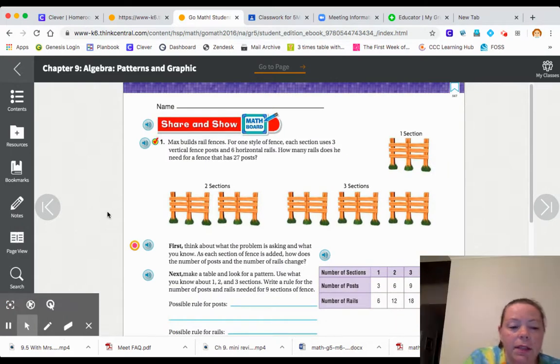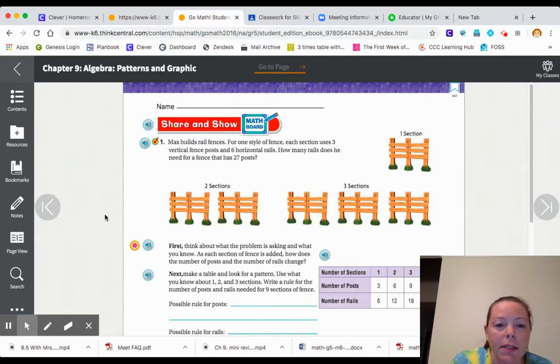All right, let's take a look at one more problem together. If you're following along in your textbook, I moved along to page 567. Max builds rail fences. For one style of fence, each section uses 3 vertical fence posts and 6 horizontal rails. How many rails does he need for a fence that has 27 posts?